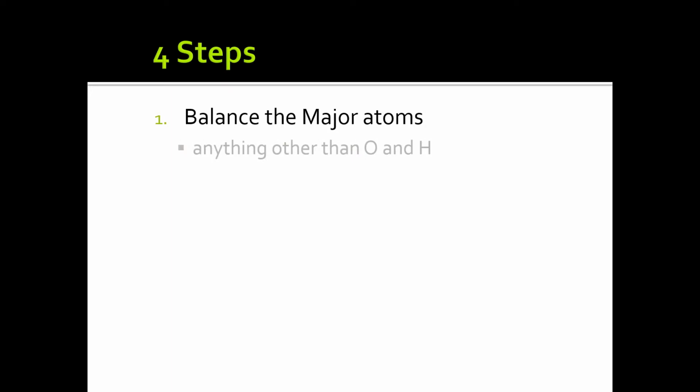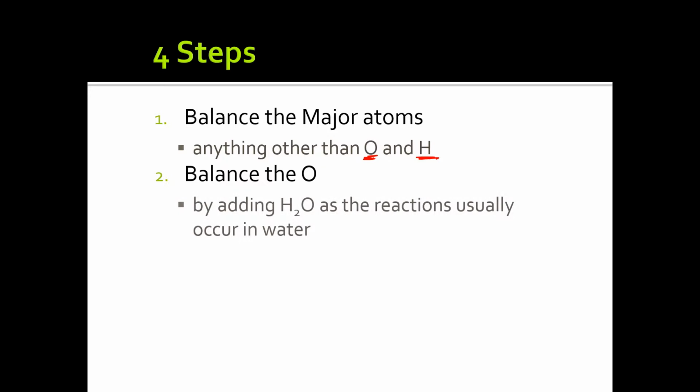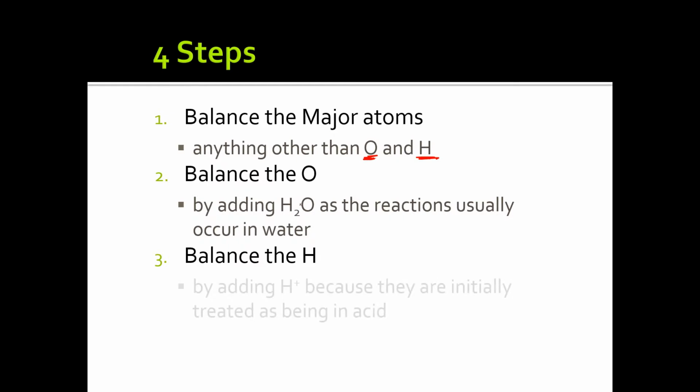All right, so there are 4 steps when balancing a half reaction. The first step is quite simple because it's similar to how you balance a normal reaction, and that's to balance the atoms. The major atoms are anything other than oxygen and hydrogen, so you balance the metals, non-metals outside of oxygen and hydrogen, and so on. Then you balance the oxygens, but in a redox reaction, we don't balance oxygen simply by adding oxygen. The oxygen has to come from somewhere. So we'll balance them by adding water, usually because redox reactions usually occur in water, so that becomes our source of oxygen.